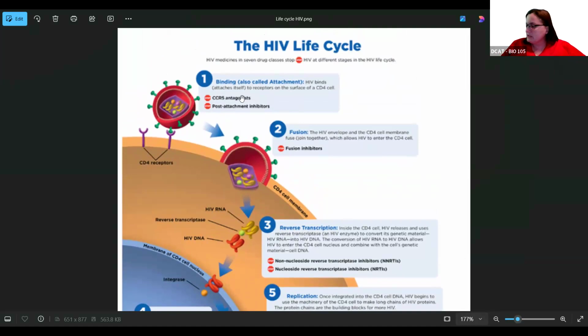The first step is going to be the binding, which is also called attachment. Remember, on the very first PowerPoint, we had this picture right here. This is our HIV virus, and you see it's got all these little receptor things poking off of it. This is what is used to bind to the receptors on the CD4 cell.